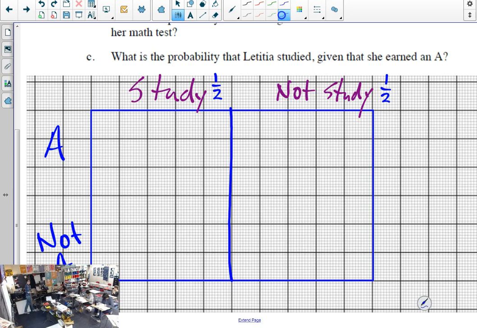If I study, what's my chance I get an A? 80%. So 80% of this, well, because I had to make a rectangle, this is 6 tall. 80% of that's just over 75. 4.8, 4.8 squares. I think 4.8 is too much. I just did that on my calculator, 6 times 0.8. Oh, okay, yeah.